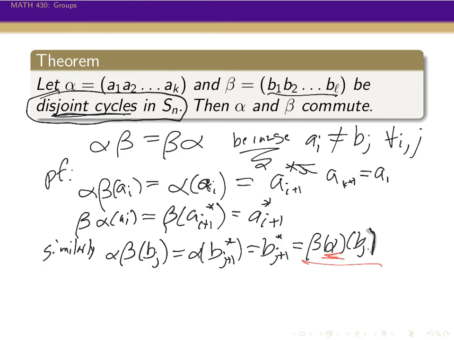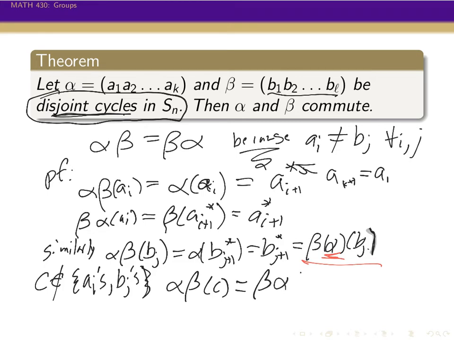If we take anything else, so if we have some c that is not inside of the a_i's and the b_j's, then alpha and beta aren't going to do anything to it. Alpha beta applied to c is going to equal beta alpha applied to c, which is just c. And so we've just gone through and proved that this permutation does the same thing to any choice of numbers. It doesn't matter what order it's in. And so that proves they commute.